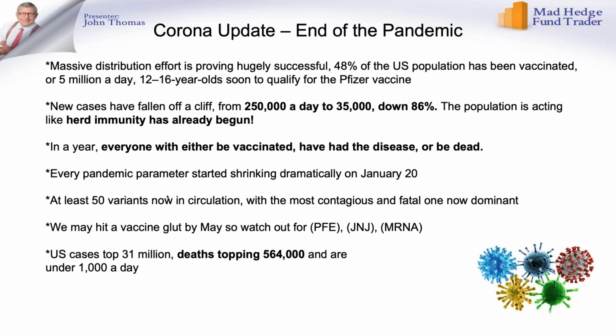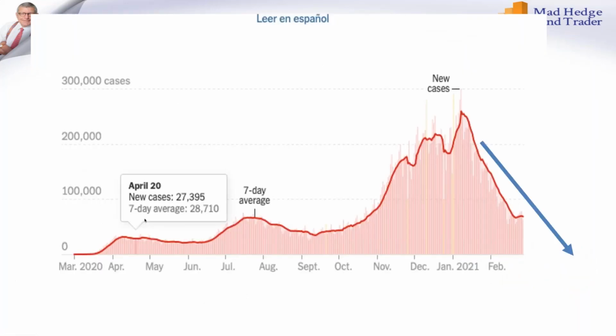Every pandemic parameter started shrinking dramatically on January 20th. At least 50 variants are now in circulation, with the most contagious and fatal ones now dominant. We may hit a vaccine glut by May, so watch out for Pfizer, Johnson & Johnson, and Moderna. A glut won't be good for share prices. U.S. cases have topped 31 million, and deaths are topping 564,000 and are now under 1,000 a day. This is the new cases. They've fallen off the cliff and should be at zero by the summer.